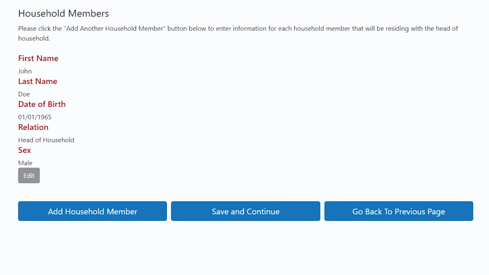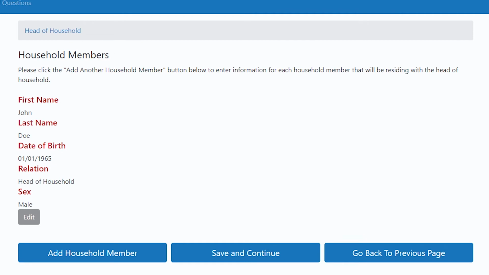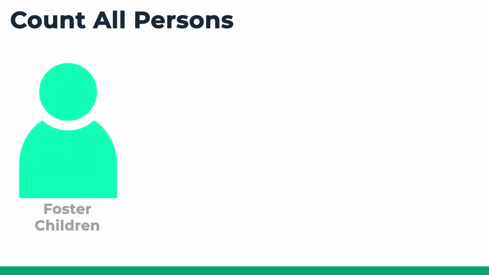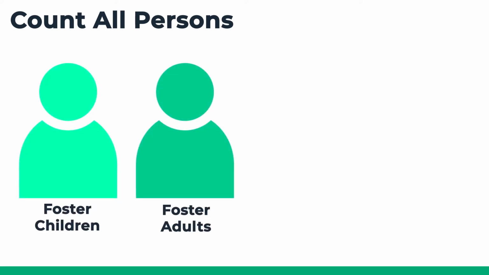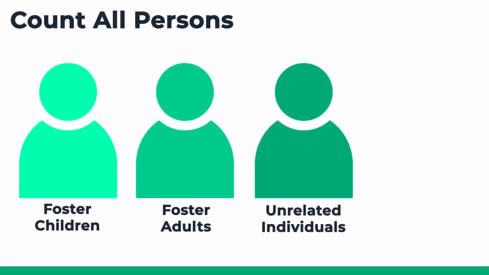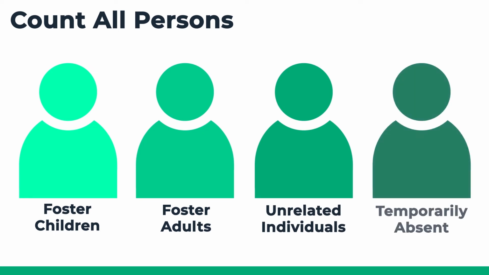All household members who will be living in the unit must be added as a household member. To add an additional household member to the application, click Add Household Member. Count all persons, including foster children or adults, and other unrelated individuals who reside with the family as part of the household. Also include persons who are members of the household but are temporarily absent from the home.